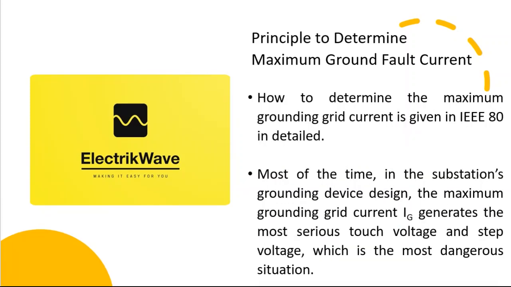How to determine the maximum grounding grid current is given and detailed in IEEE 80. Most of the time, in the substation's grounding device design, the maximum grounding grid current generates the most serious touch voltage and step voltage, which is the most dangerous situation.